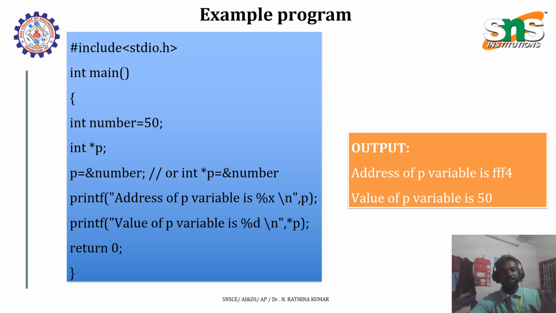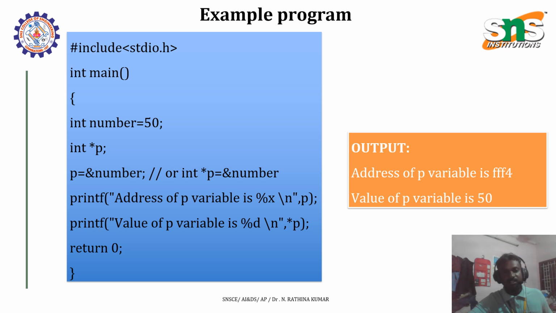The next two lines are printf statements. In the first line, we display the address of the p variable. In the second line, we display the value stored at p. See the output shown on the right side. The address of p variable is fff4, which means the memory location where it is stored. The next output line is the value of p variable is 50. As we know, p contains the address, and the address contains the value 50, which is shown in the output.